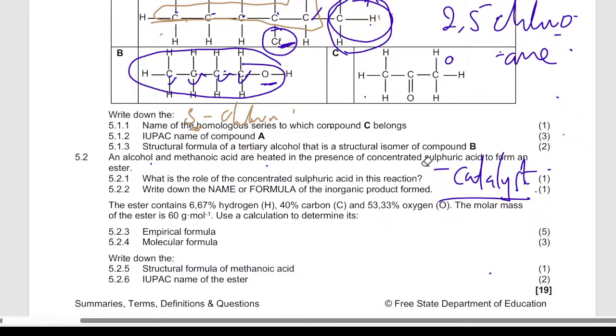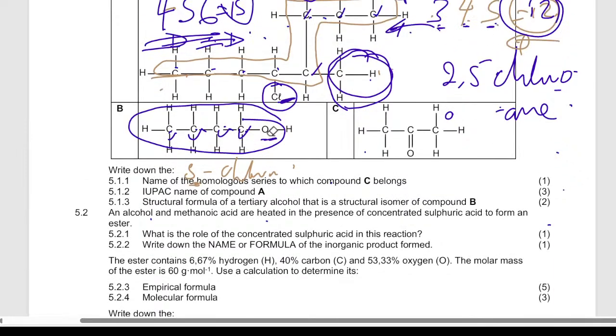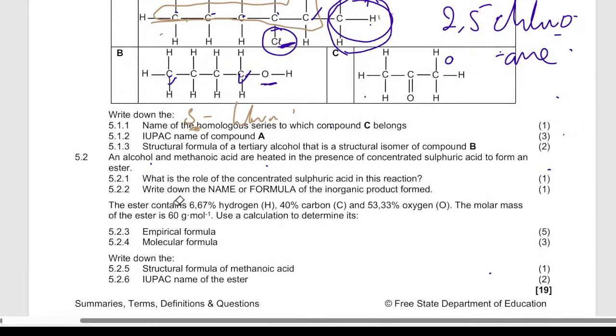They are not specific about which alcohol, so it means you are using alcohol B. They're saying that an alcohol and methanoic acid are heated in the presence of concentrated sulfuric acid to form an ester. Then they ask what the role of sulfuric acid is. In this case, the role of sulfuric acid is to act as a catalyst.